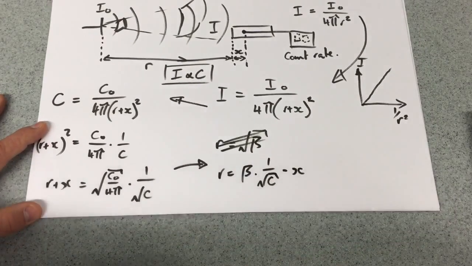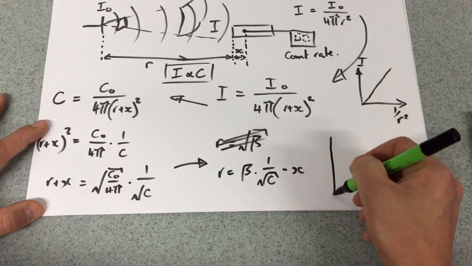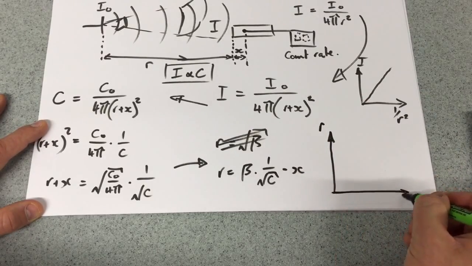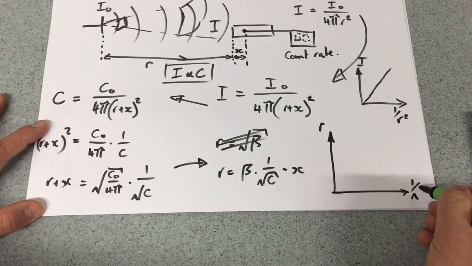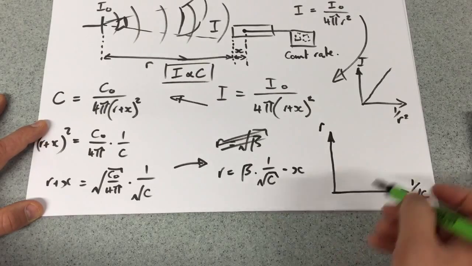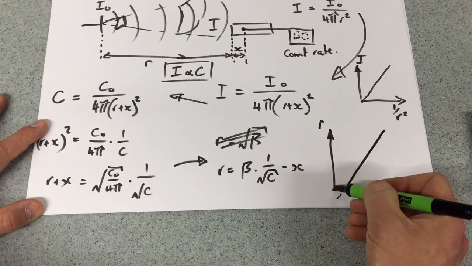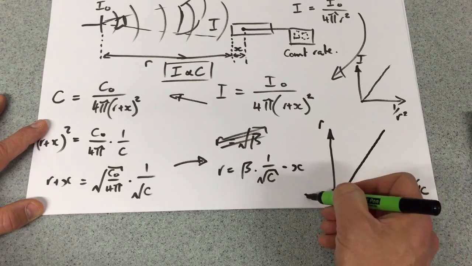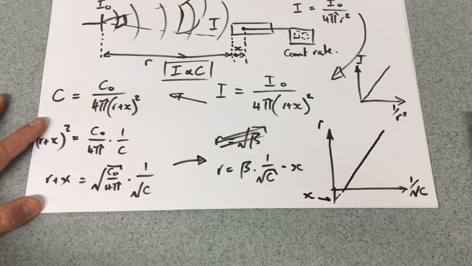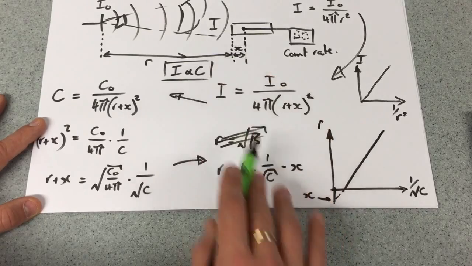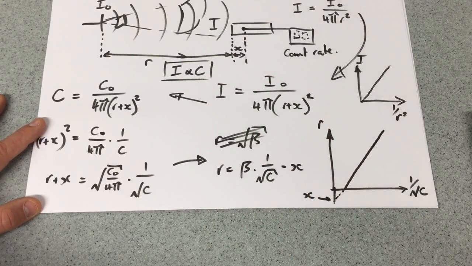Good, so when we do our graph, what I need to graph is r against 1 over the square root of the count rate, and what I should get is a straight line with a negative intercept of x. So I can work out the end correction by working out the intercept.